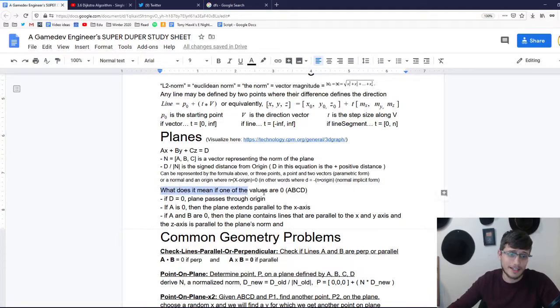And then the next thing is, what does it mean if one of these values is 0? So they might say to you, okay, so you have a plane. Can you describe to me the geometric significance of a plane where d is 0? Well, that means it passes through the origin, right? Because d is the distance from the origin. But if a is 0, then that means that the plane extends parallel to the x-axis. And then if a and b are 0, then that means that the plane lies parallel to the x-axis and the y-axis, of course, by virtue of this axiom, but also that the z-axis is parallel to the plane's norm.